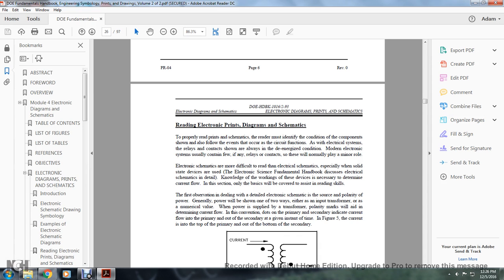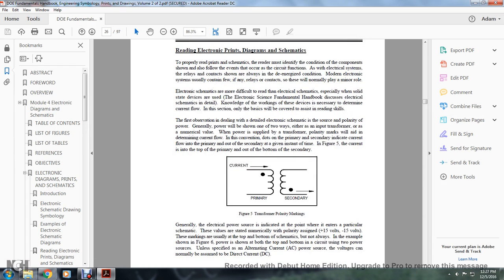Electronic schematics are more difficult to read than electrical schematics, especially when solid state devices are used with electronic software. The fundamentals handbook discusses electronic schematics in detail. Knowledge of the working of these devices is necessary to determine the current flow, and a section with the basics will be covered to assist the reading skill. The first observation when dealing with a detailed electronic schematic is the source of the polarity. Power will generally be shown in two ways, either as the input transformer or as a numerical value.